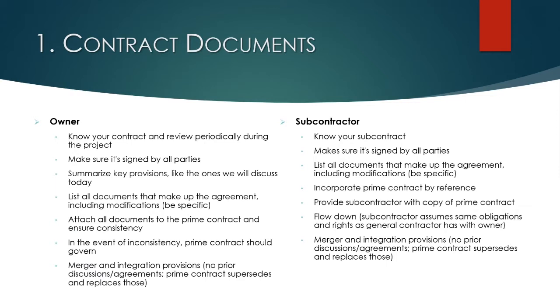So keep that in mind. When it comes to the subcontract, make sure if that subcontract incorporates the prime contract, that the subcontractor is provided a copy of that. And make sure that you have what's known as flow down provisions in your subcontract, so that your subcontractor is obligated to assume the same obligations and rights as you do as the general contractor in your prime contract.